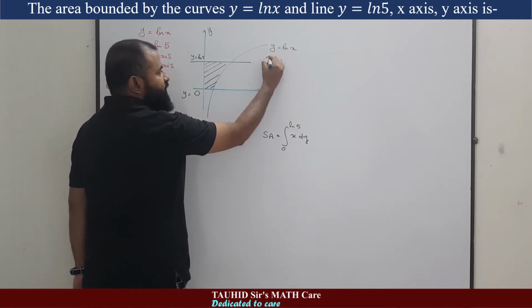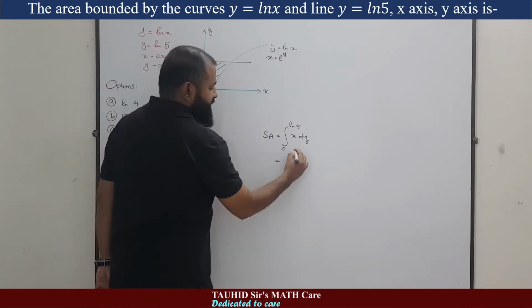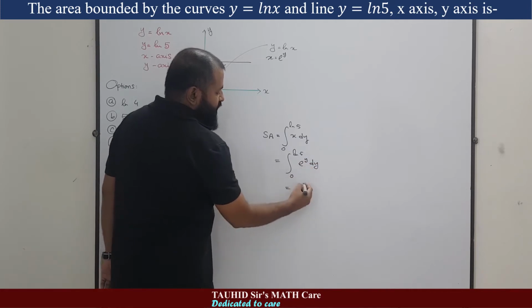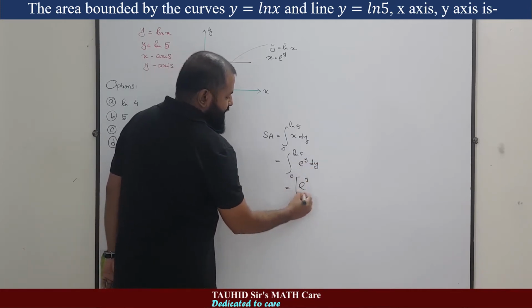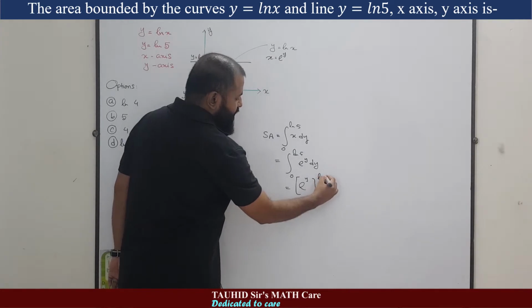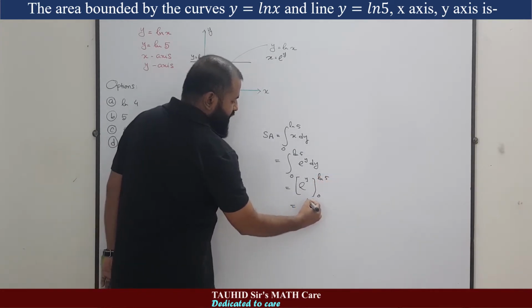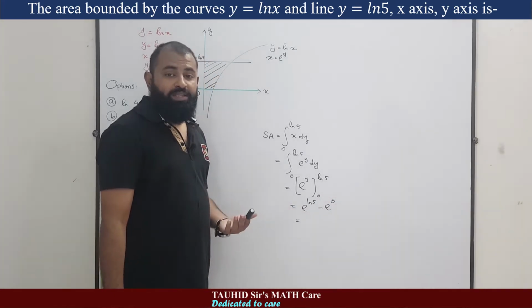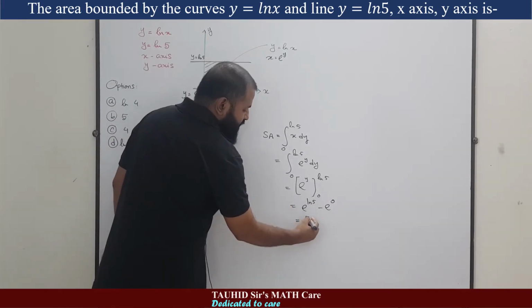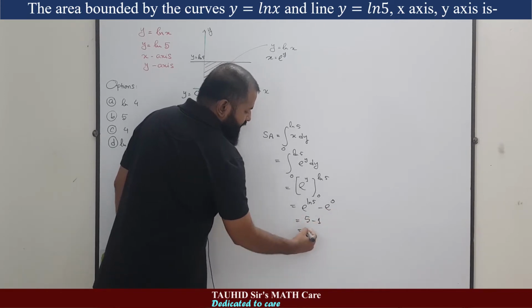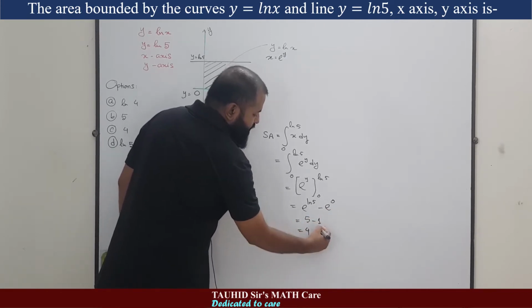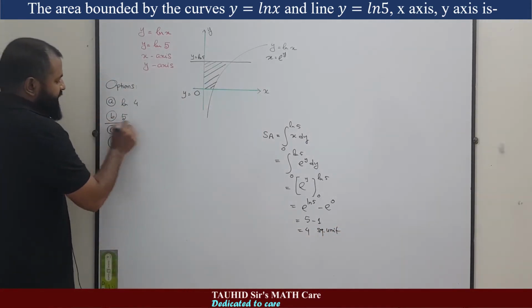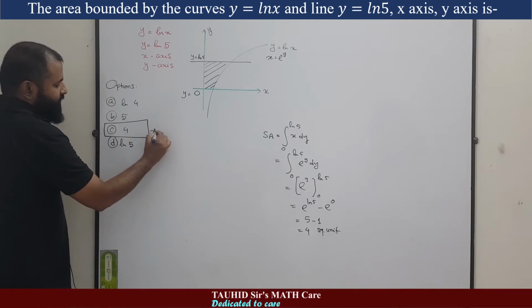y equal to ln x, that means x equal to e to the power y. So the integral is from 0 to ln 5 of e to the power y dy. Integration of e to the power y is e to the power y. Limits are 0 to ln 5: e to the power ln 5 minus e to the power 0. E and ln cancel out each other. E to the power ln 5 means 5, minus e to the power 0 is 1. So the answer is 4 square unit. So the answer is option number C.